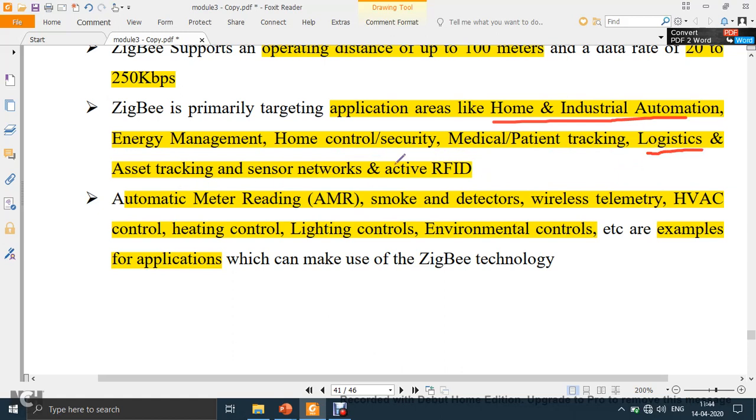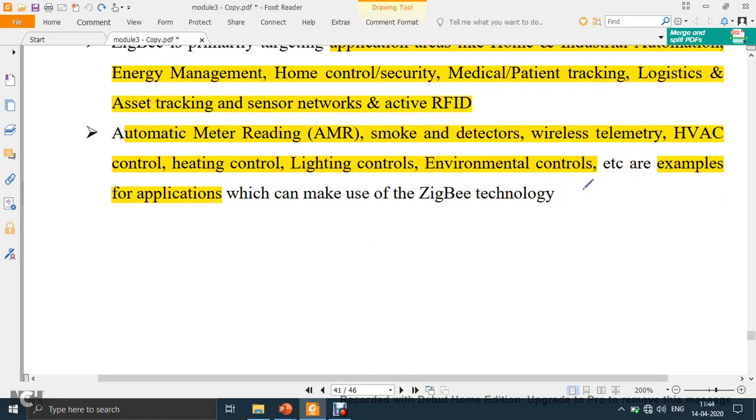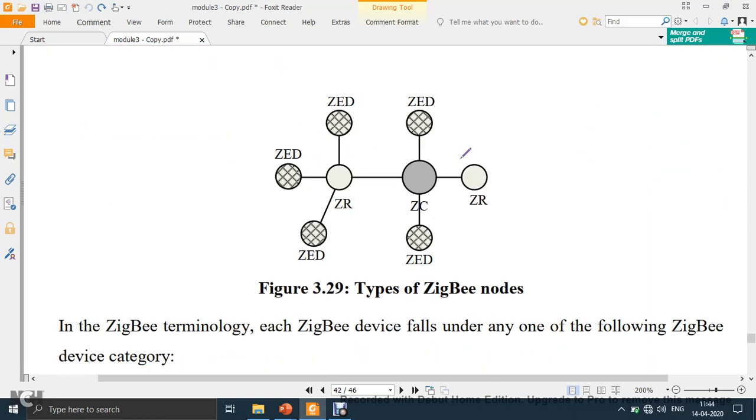Logistics means your courier services, right? And then sensor networks. So these are typical examples. You can see all are local applications. And automatic meter reading (AMR), smoke detection, wireless telemetry, and HVAC. So what do you mean by HVAC? Heating, ventilation, and AC control. This is implemented in large apartments, large shopping malls, large buildings. There Zigbee is used to communicate with the sensors and the devices.